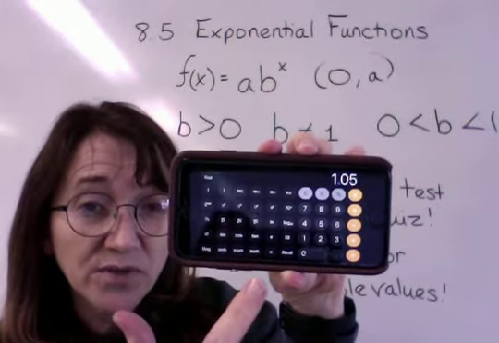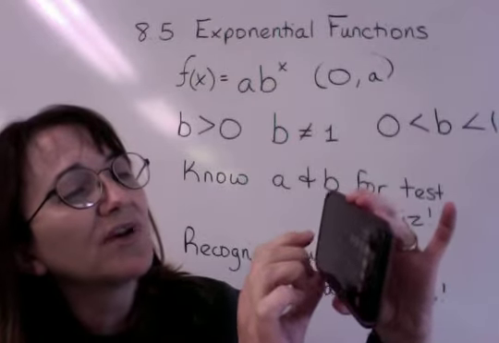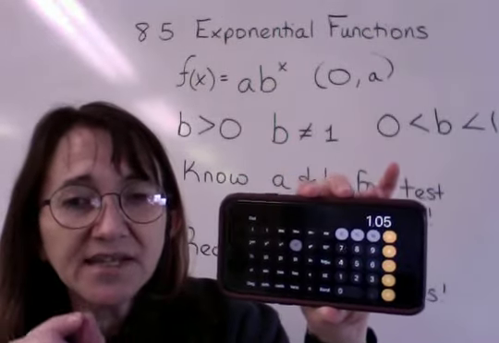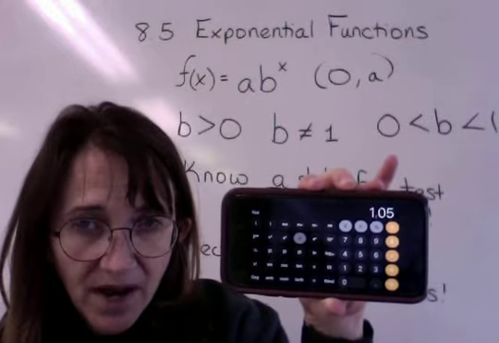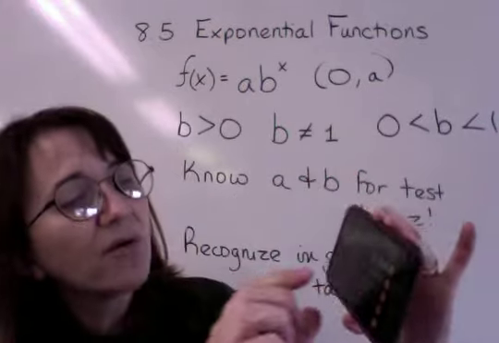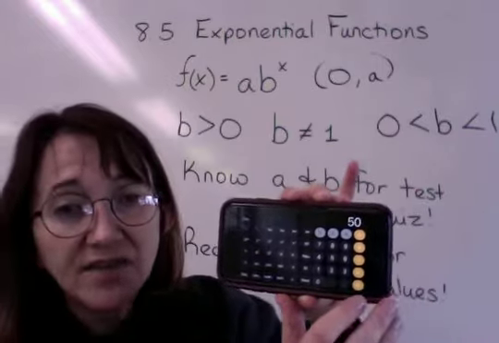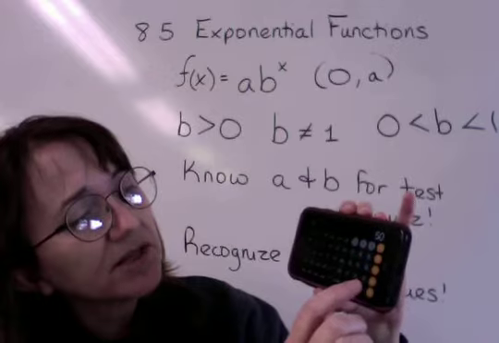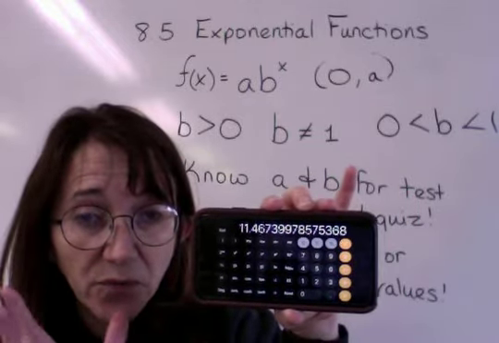So I've got 1.05. Now I'm going to hit x to the y power. And the next button I'm going to hit is what I want that power to be, and I want that power to be 50. So I'm going to hit 50, and then I'm going to hit equals. And it's going to give me this big number, like 11.4 or whatever.